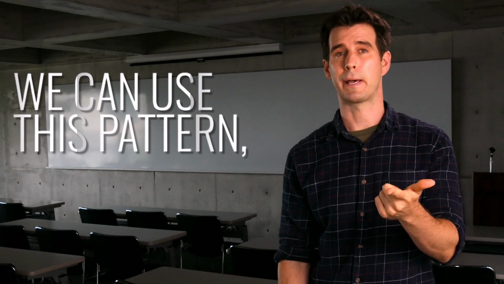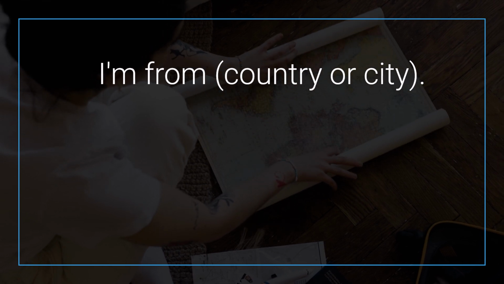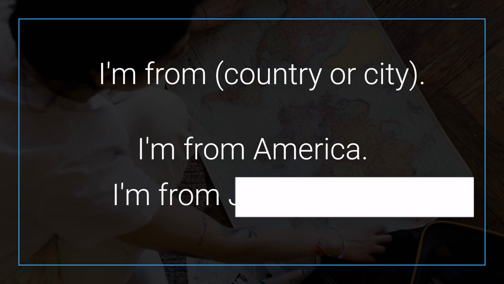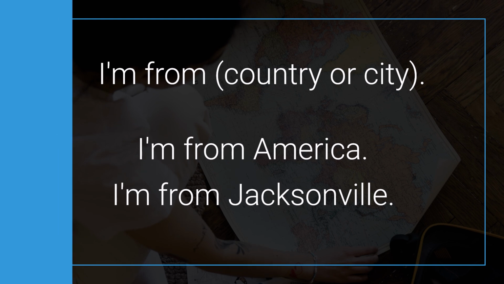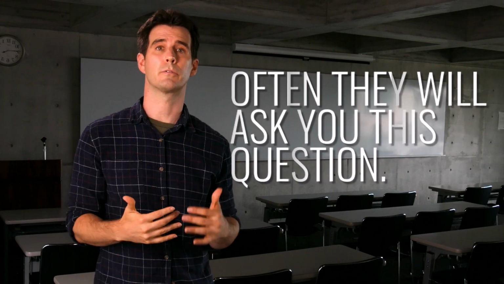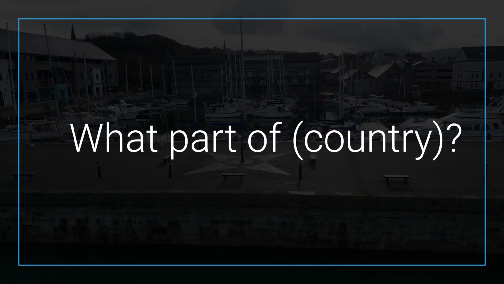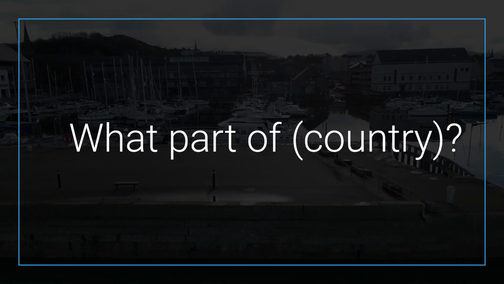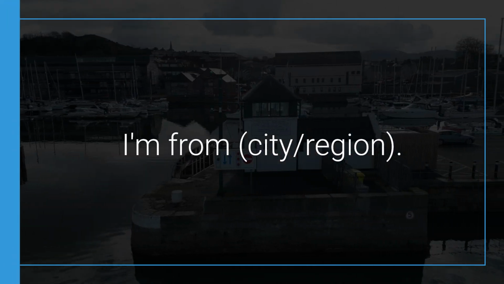We can use this pattern: I'm from country or city. For example, I'm from America. I'm from Jacksonville. If you say a country, often they will ask you this question: what part of that country? And here you can again say, I'm from a city or the region.